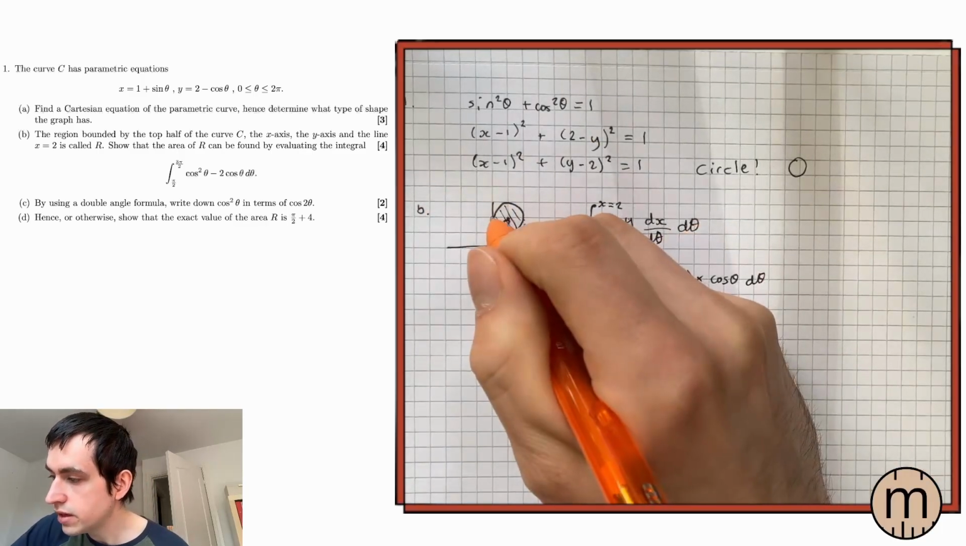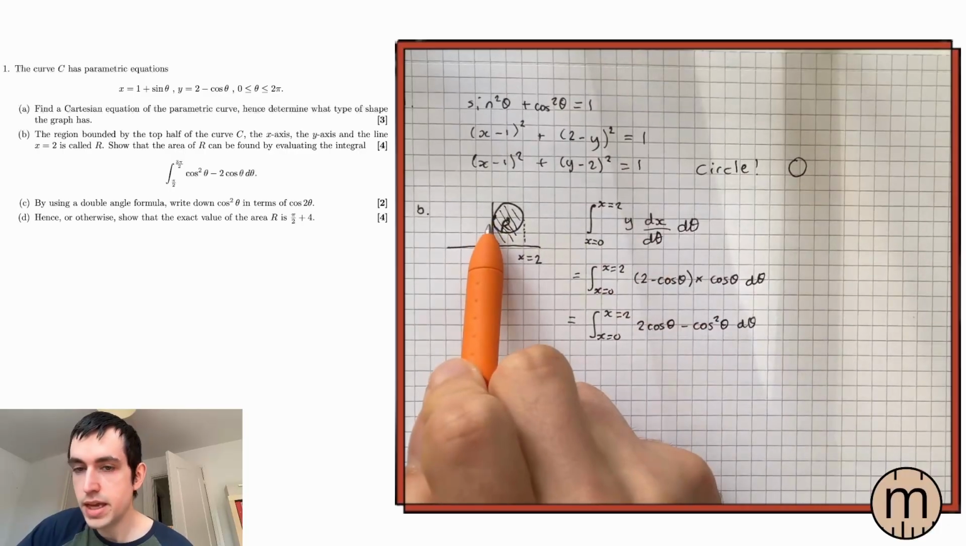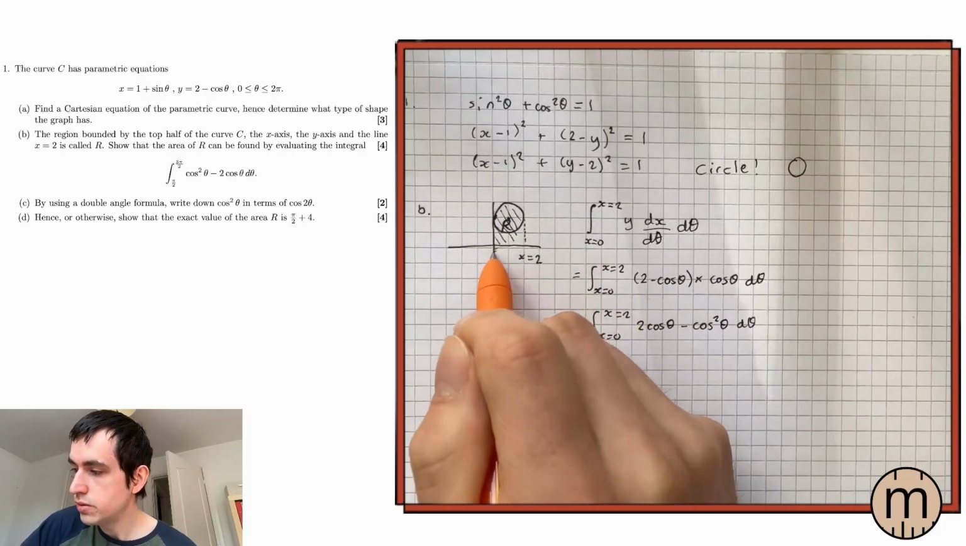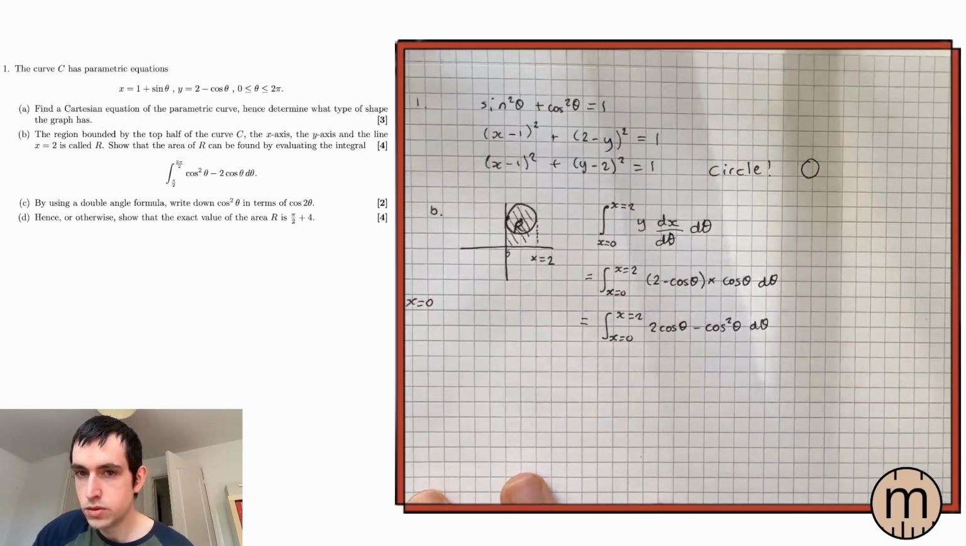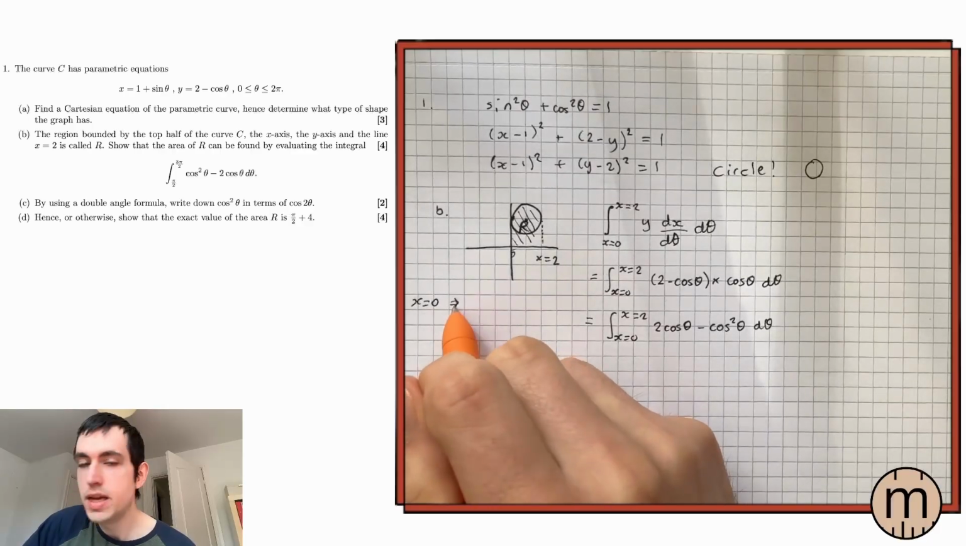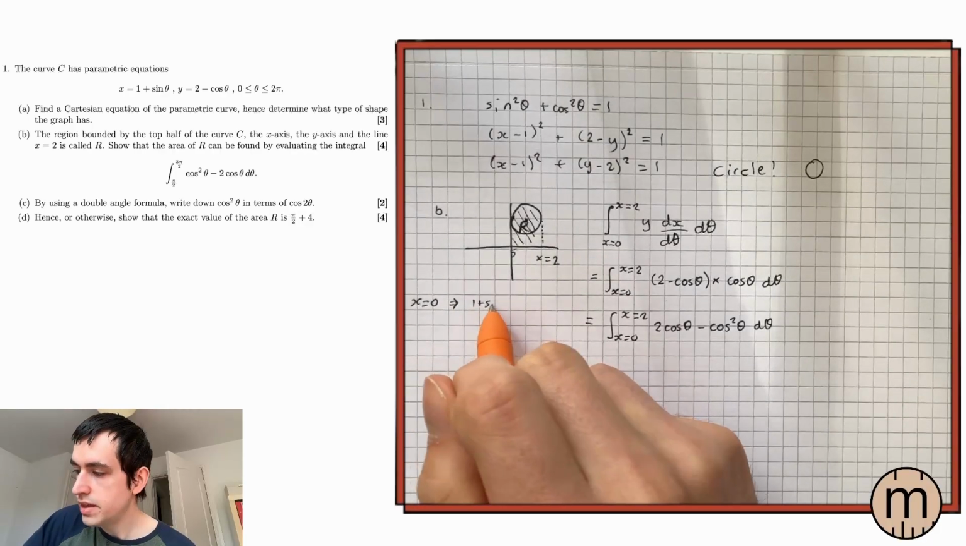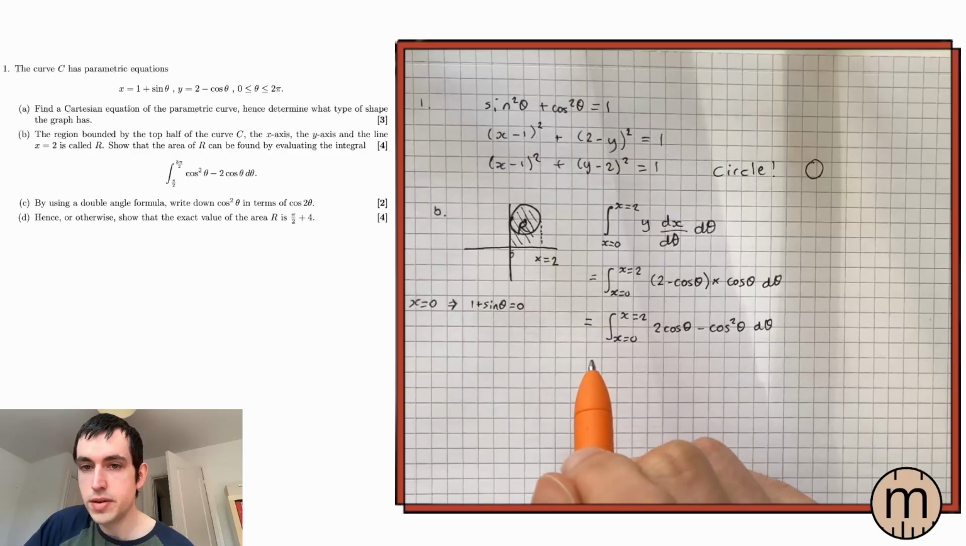So let's have a little think. At this point here, when x is equal to 0, that means that 1 plus sine theta must be equal to 0.